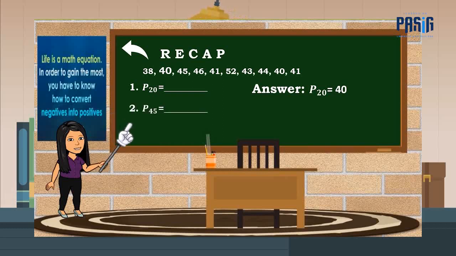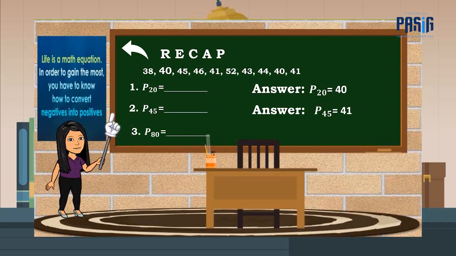Number 2. What is the 45th percentile? Answer. The 45th percentile is equal to 41. And number 3. What is the 80th percentile? Answer. The 80th percentile is equal to 45.8.